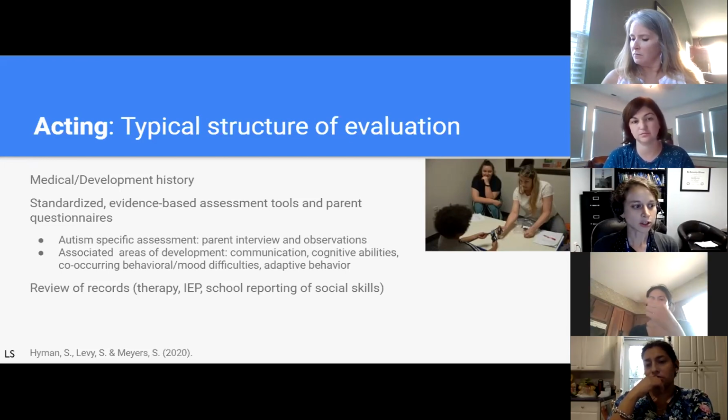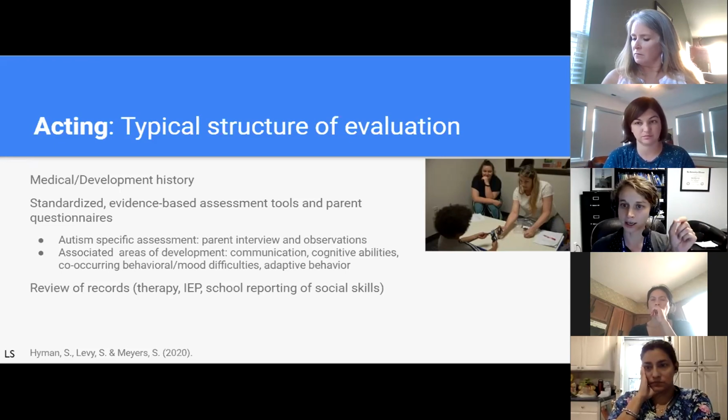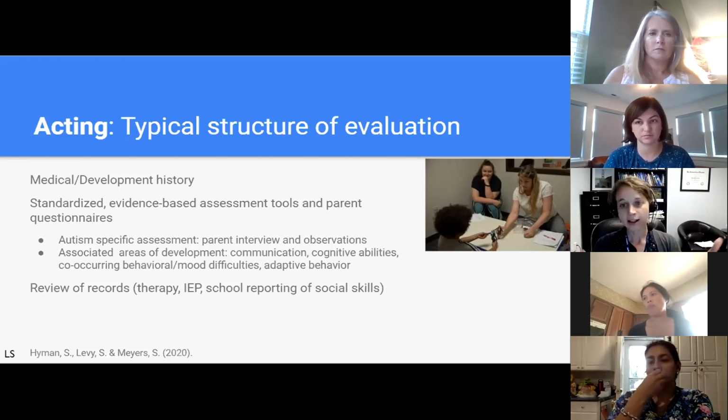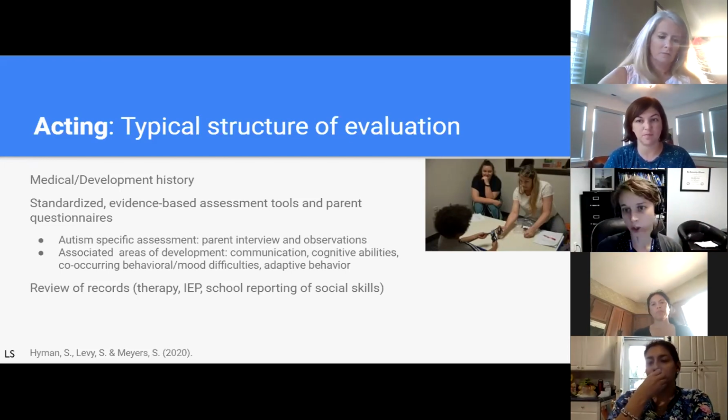And then usually there's two areas we're thinking about here: autism specific assessment tools, which is usually comprised of both an interview with the parent, as well as an autism specific observation based tool. So one where the child is doing different things in the assessment clinic and being observed for possible characteristics of autism. And then the other area that we're looking at is all those co-occurring things.